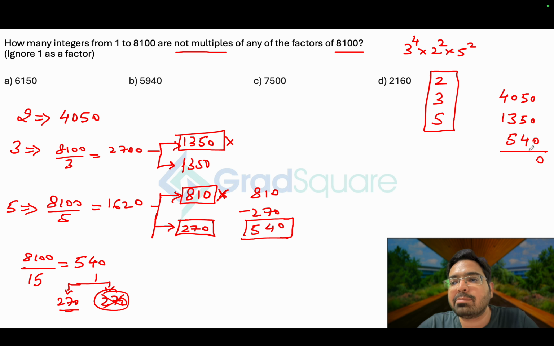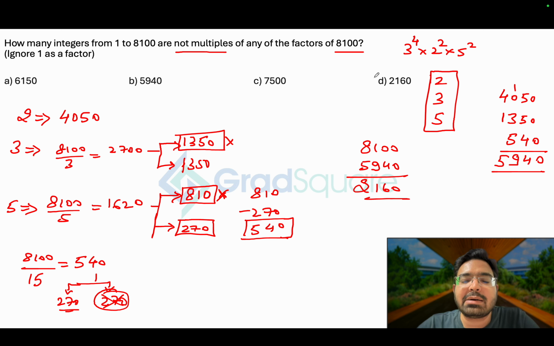So in total, how many numbers do we need to remove? We need to remove 4050 plus 1350 plus 540, that is 5940 numbers out of 8100. So out of 8100, if I remove 5940 numbers, I'll be left with 2160 numbers. So how many numbers are not the multiples of factors of 8100? 2160 numbers.